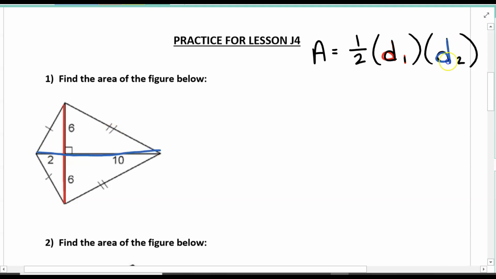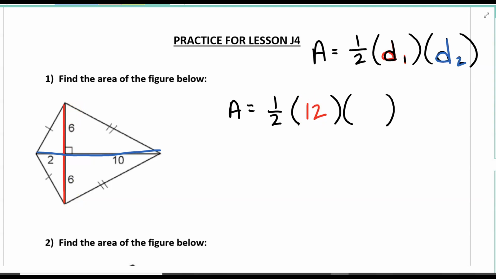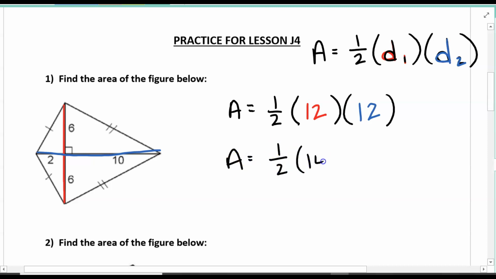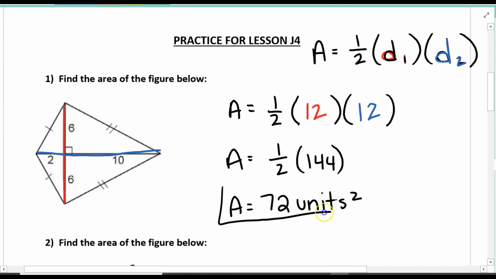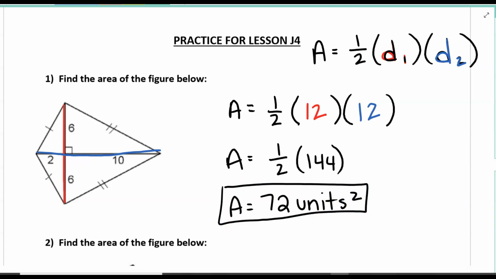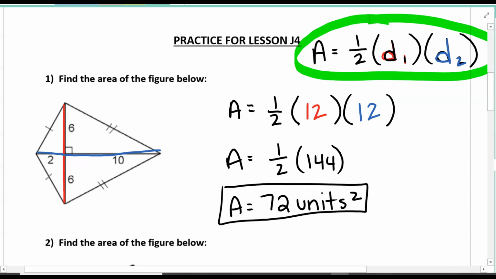So for number 1, I would see that the area should be equal to 1/2 times one diagonal. That's 6 plus 6, which gives me a full diagonal of 12. And then the 2 plus 10 tells me the other diagonal is also 12. So my area is 1/2 times 144, which gives me an area of 72 units squared. This is the formula we're using for every single question.